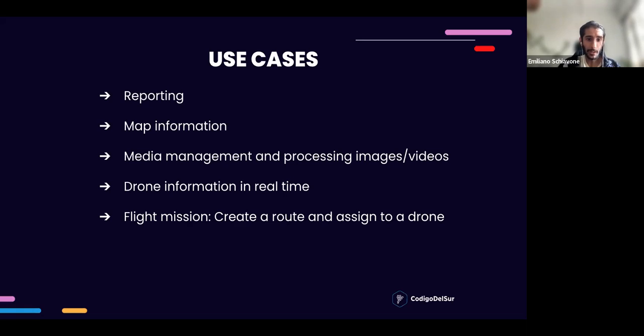And also we can create a flight mission. I mean, we can create a route and assign it to a drone. If you want the drone to go from one position to another, we can select that and then assign a drone to do that mission. In some cases, when flying by the manual stick, we can get that information and send it to the backend to know where the drone was and what route the drone took.